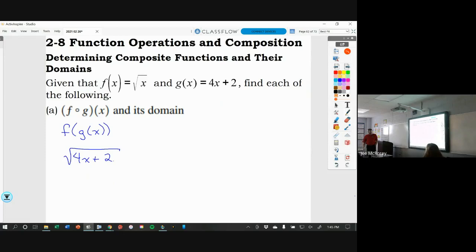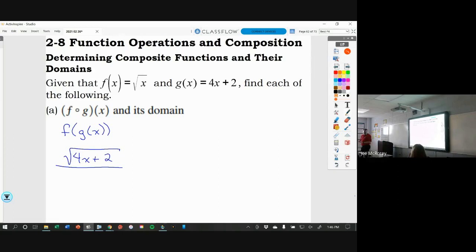Okay, Tyler thinks he can simplify this. It's not a perfect square, so I don't think you can. I cannot square root it. I can't simplify that. So folks, this is the answer for what is f of g of x. Now that's part of my answer. The next thing is, what is the domain of this?